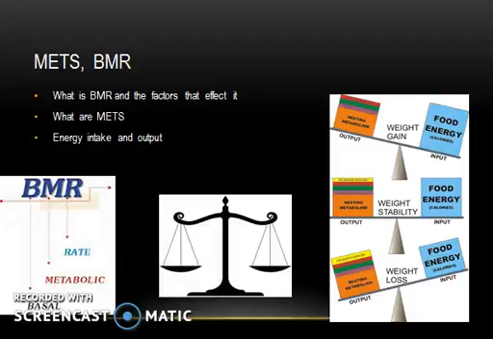And finally, out of the 4 is gender. Men tend to have larger muscles and larger muscle mass, so they will require a larger amount of energy due to the muscles being larger and needing more energy to function properly.